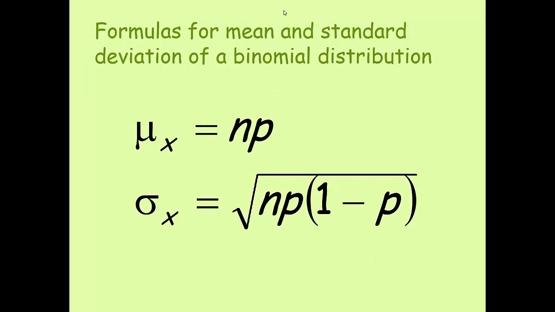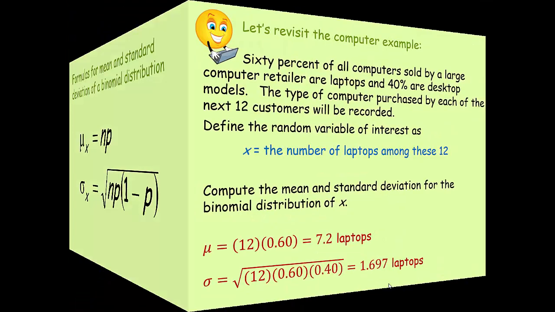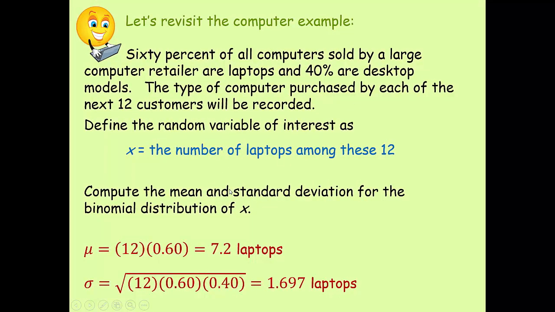If I have a binomial distribution and I want to find the average, the mean, I can find it by taking the number of trials N times the probability of a success. And I can find the standard deviation by taking the square root of the number of trials times the probability of success times the probability of failure. So back to my laptop and computer example, I can find the mean and the standard deviation. The mean, N times the probability of success, gives an average of 7.2 laptops, and then I found my standard deviation.